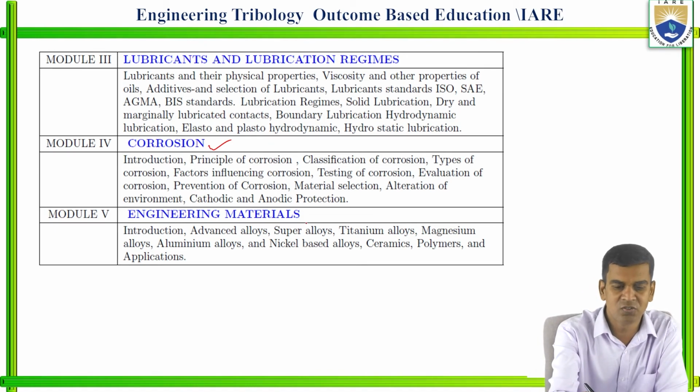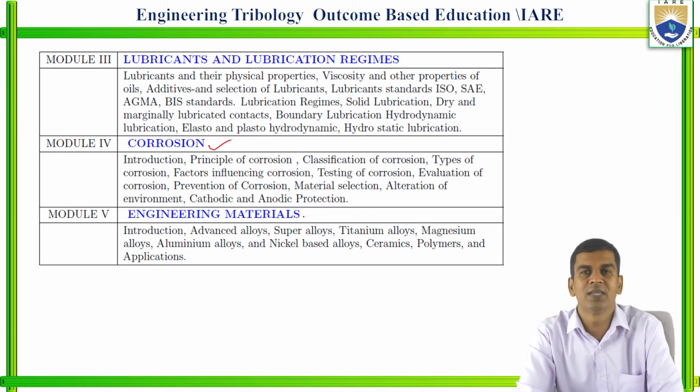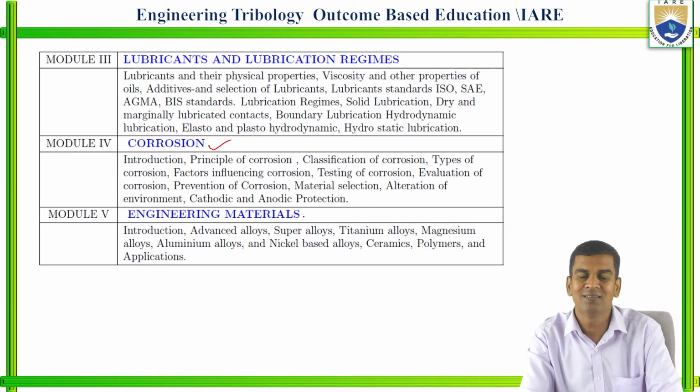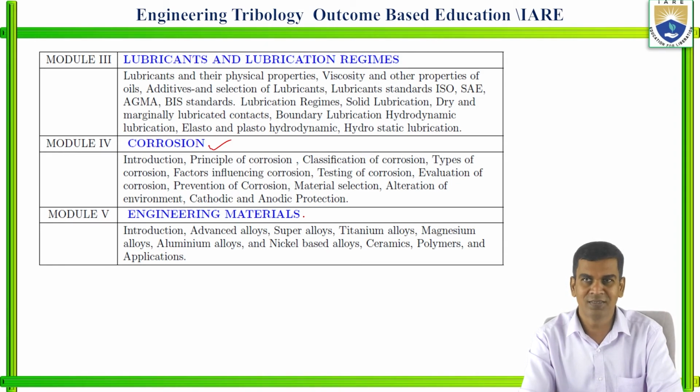Okay, in the fifth unit, students will be studying about engineering materials. Here, a general introduction will be given to the students about all materials, especially focused on advanced alloys, superalloys, titanium alloys, magnesium alloys, aluminum alloys, and nickel-based alloys, ceramics, polymers, and their applications in various industries.